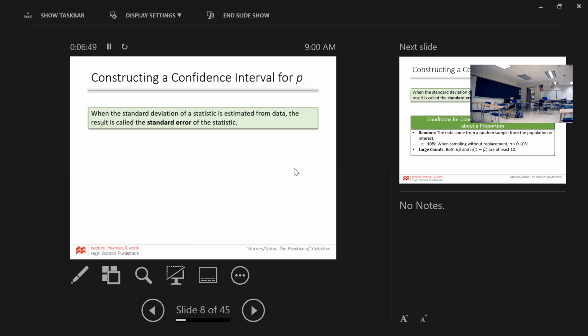So we're going to change the name from standard deviation to standard error. Not a big deal. The standard deviation refers to the parameter. The standard error is telling you it's a statistic.